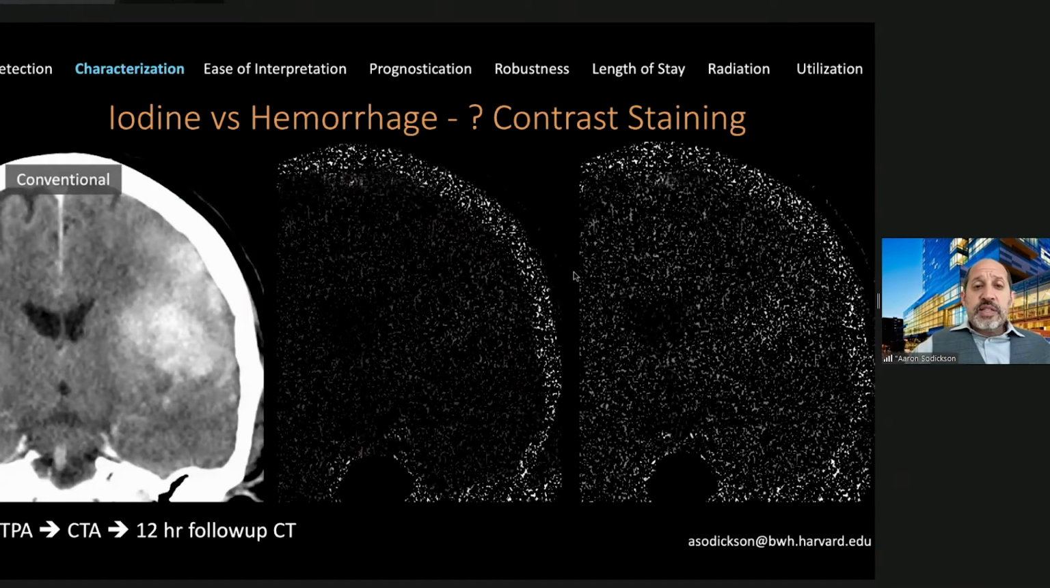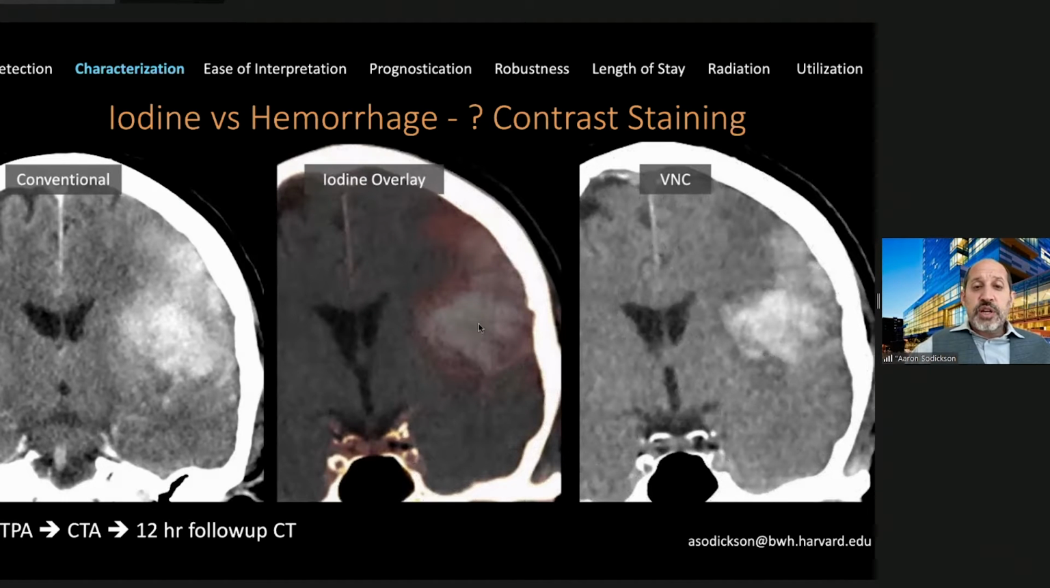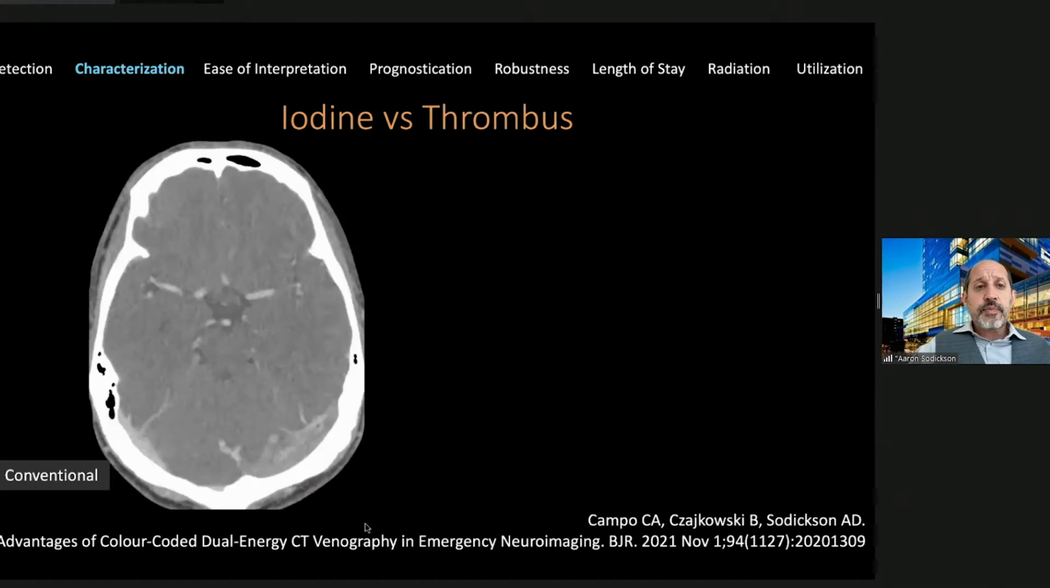This example is a mixed case where the central portion does not color code orange. It persists on the virtual non-contrast. That's hemorrhage. The outer rim is orange and disappears. That's a rim of contrast staining around a central area of hemorrhage. Very hard, not hard, impossible to tell that apart on the conventional imaging.